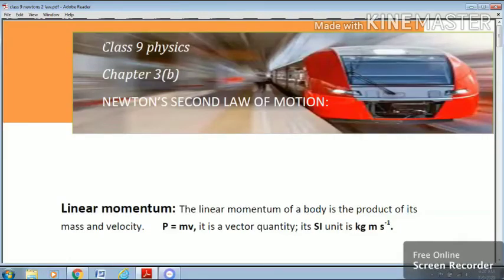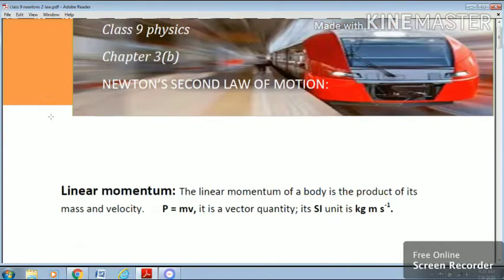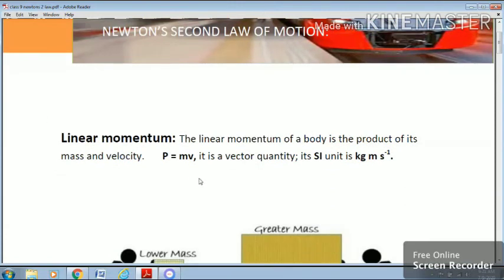Hello students, today we'll start chapter 3C, linear momentum and Newton's second law of motion. And in that we'll start with linear momentum. Linear momentum of a body is the product of mass and velocity.